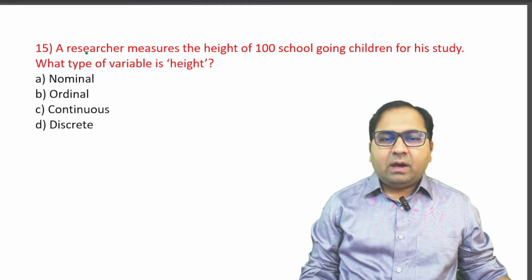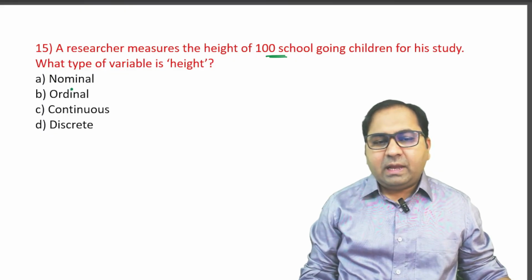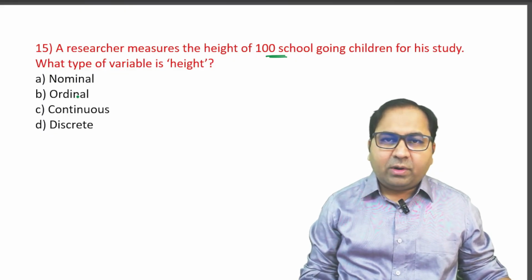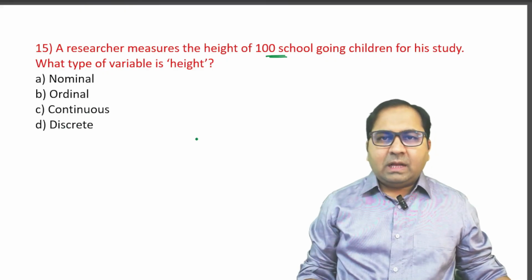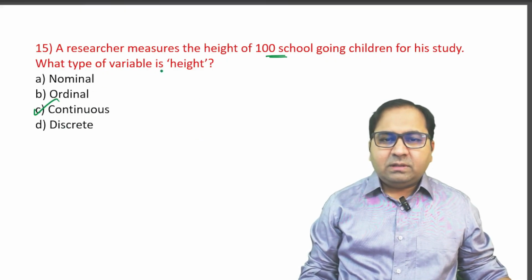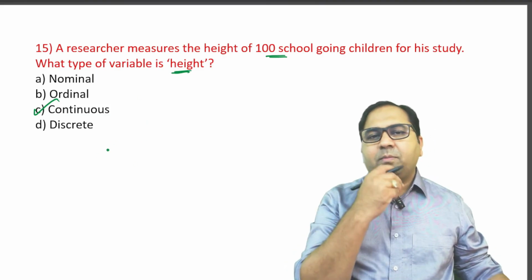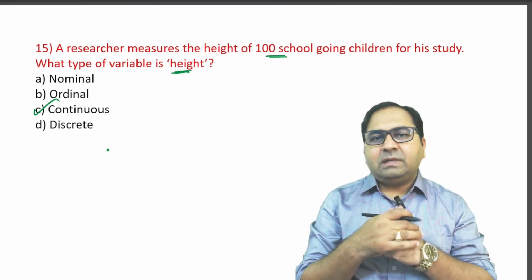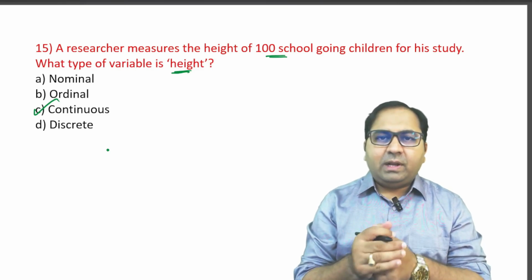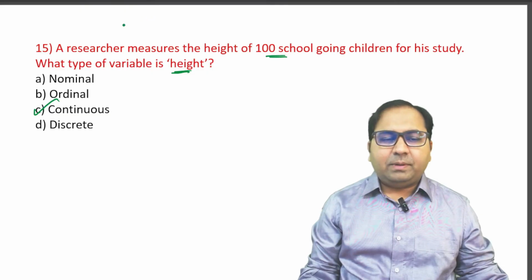Next question. A researcher measures the height of 100 school children for his study. What type of variable is the height? The options are A. Nominal, B. Ordinal, C. Continuous or D. Discrete. The answer is C, continuous. Height is a continuous variable. You please go back to question number 1. There we have discussed in detail regarding the types of variables. There you can find the answer that height comes under a continuous variable.